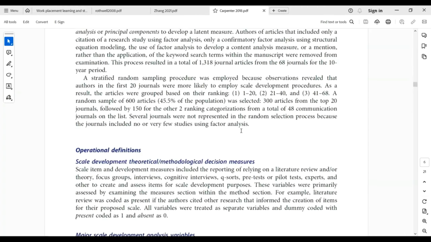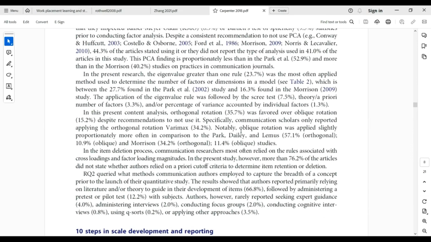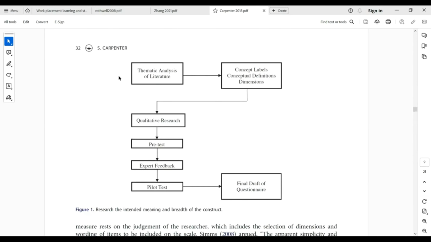So, let me just take you straight to the pictorial model that Carpenter developed. In this model, this is the sum of all that Serena talked about in this paper. The first thing is to do a thematic analysis of literature. So you need to explore several literature, trying to conceptualize the ideas to see what the literature has already said about the concepts or about the variables that you want to measure.